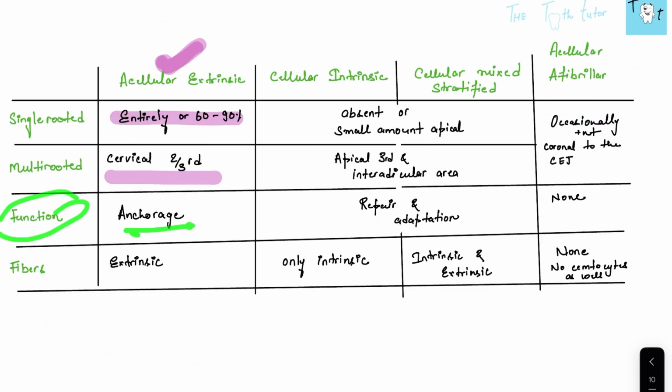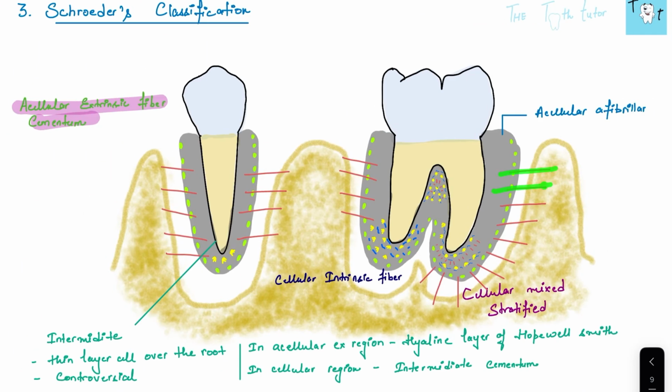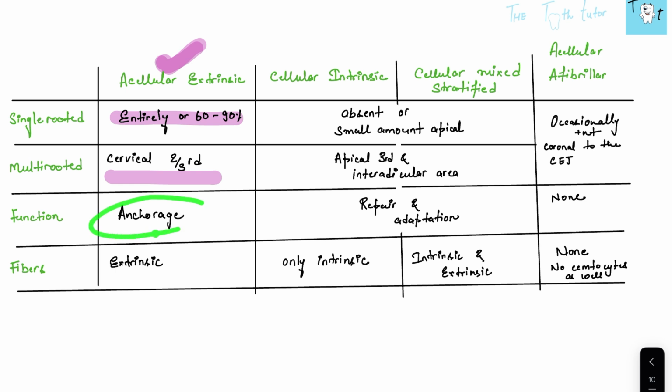Okay, the function is anchorage. Why is it anchorage? We have these PDL fibers. They are coming into the cementum to provide attachment between the bone and the root. So that is the primary function of this cementum, that it is providing an anchor between the bone and the tooth. This is the primary function of acellular type cementum, and the fibers present are extrinsic only.